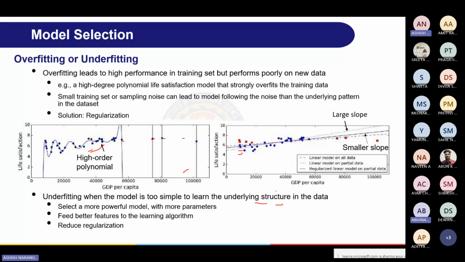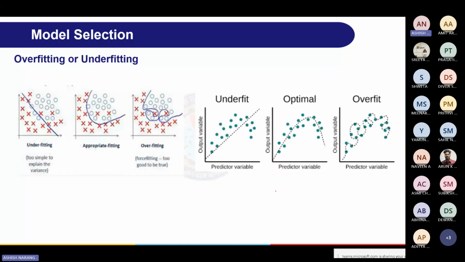We want a generalized model. We do not want a model to be overfit. We do not want a model to be underfit. Look at these examples also.